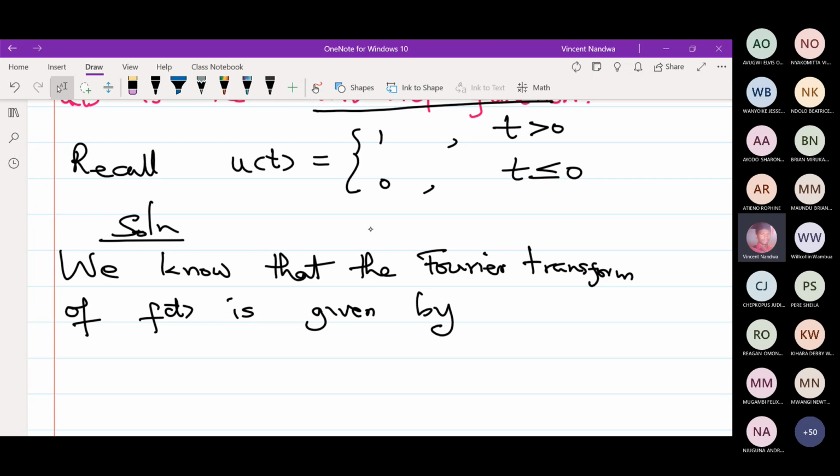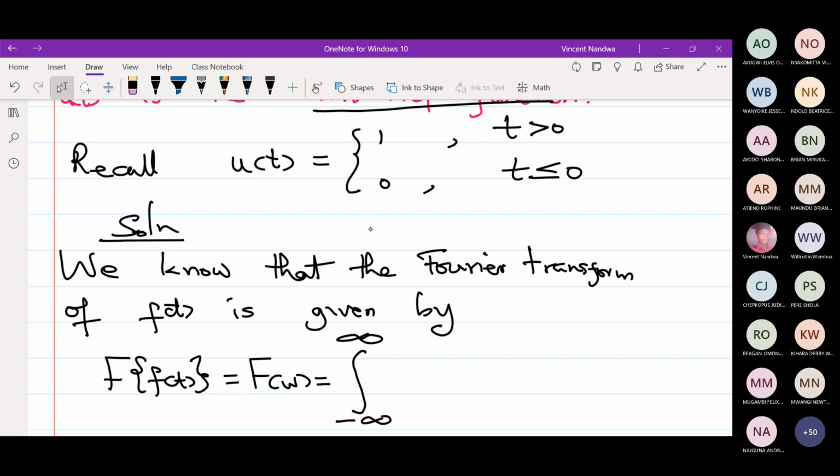the Fourier transform of the function f of t is F of omega, which is the integral from minus infinity to positive infinity, f of t multiplied by e raised to power negative i omega t dt. This by definition. And you can't get the solution without knowing that definition of the Fourier transform.